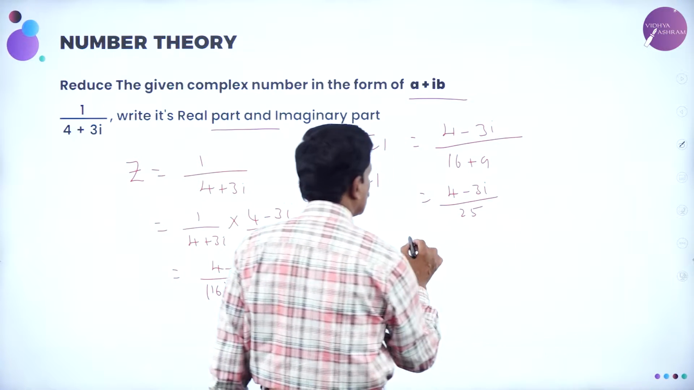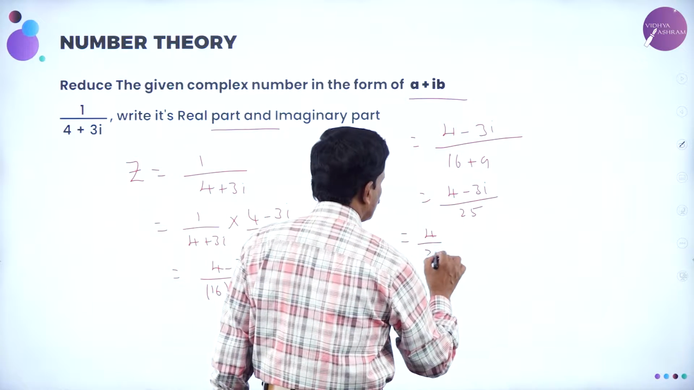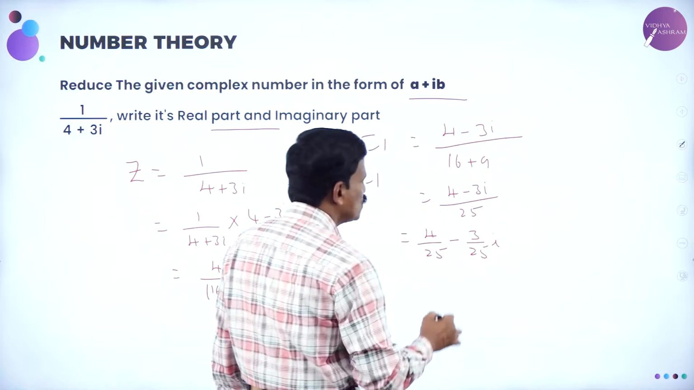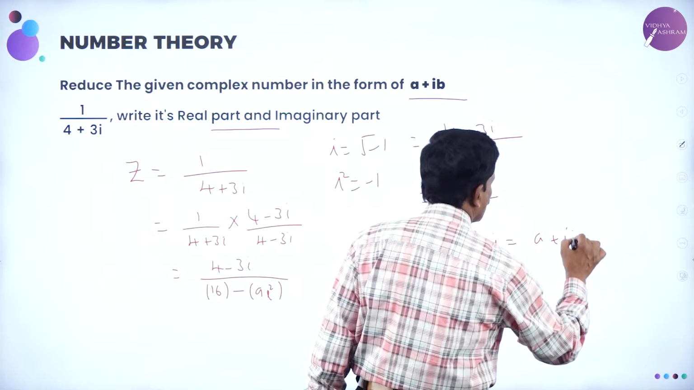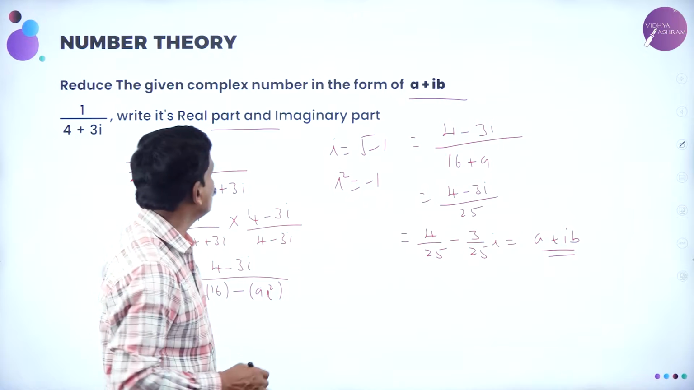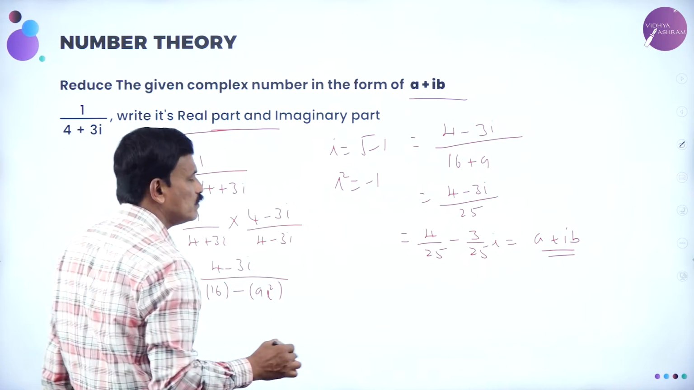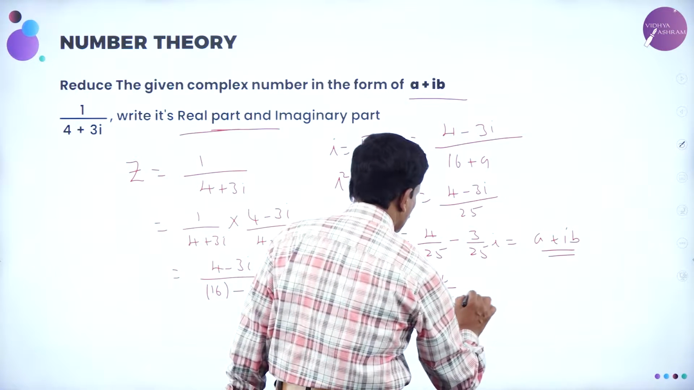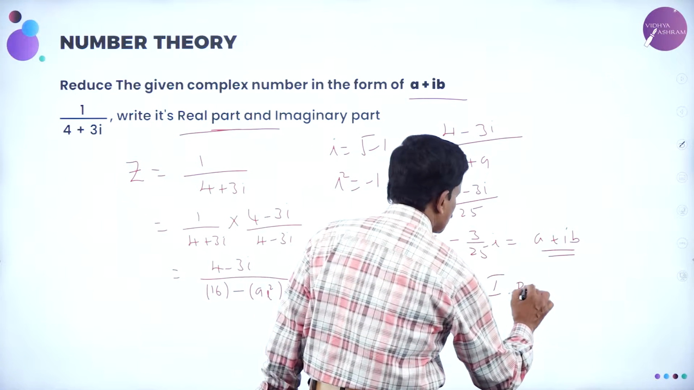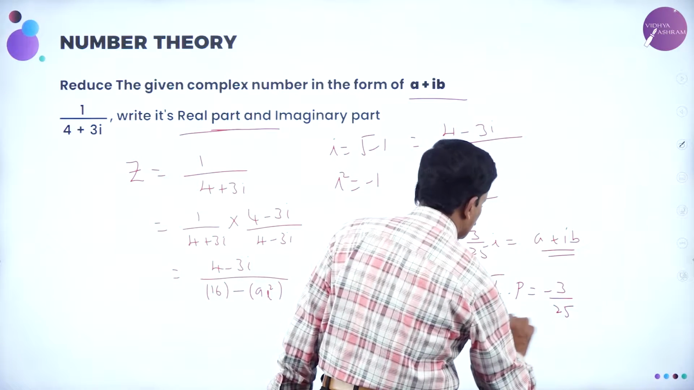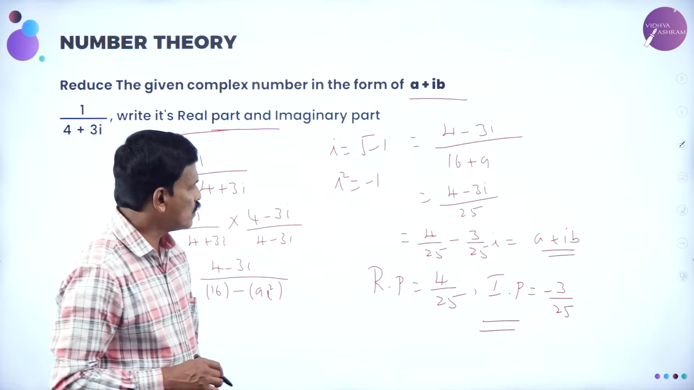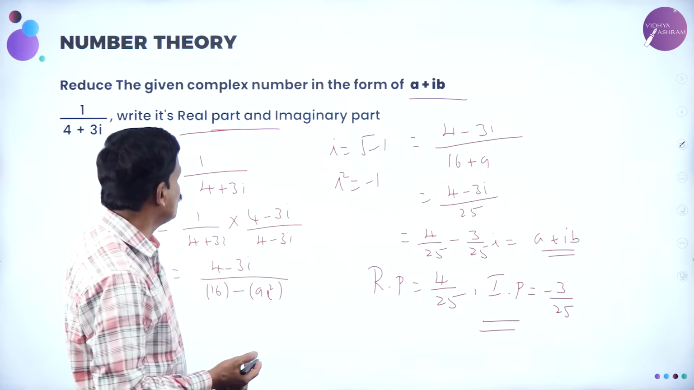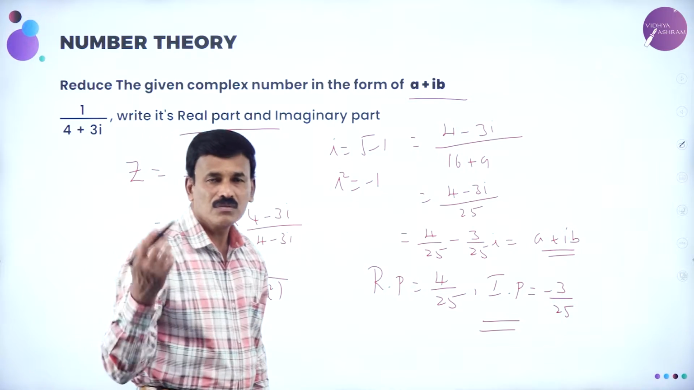Now this can also be written as 4 divided by 25 minus 3 divided by 25 into i. So this is of the form a plus ib. Right. Now what is to write? Write its real part and imaginary part. So the real part of this complex number is 4 by 25 and the imaginary part of this complex number is minus 3 by 25. That's it. So the real part is 4 by 25 and imaginary part is minus 3 by 25. That's it. If you do this much, you will get 3 marks. That's it. Very simple problem.